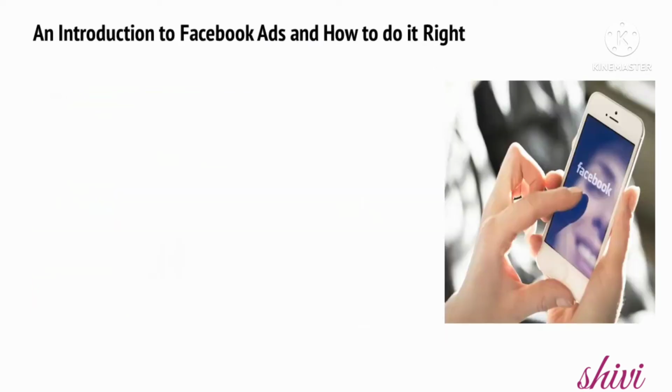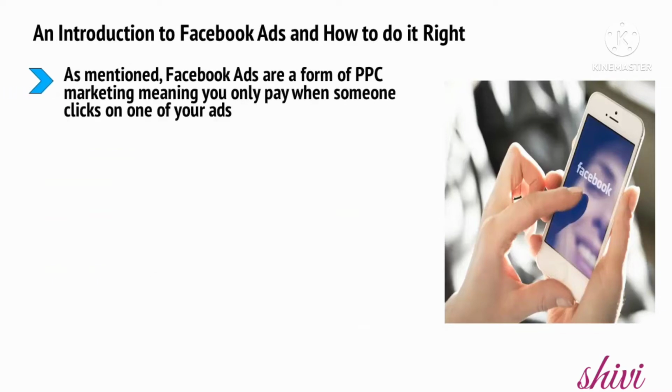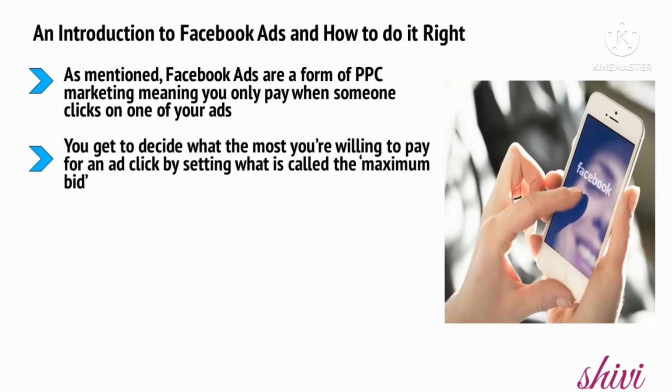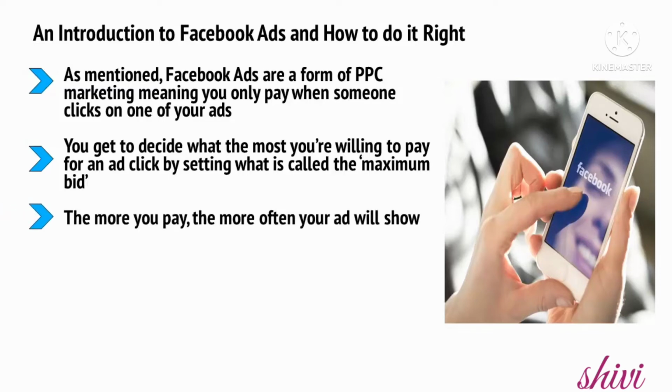An introduction to Facebook ads and how to do it right. Let's start with Facebook ads. As mentioned, Facebook ads are a form of PPC marketing, meaning you only pay when someone clicks on one of your ads. As you might have guessed, Facebook ads will appear on Facebook, thereby giving you the opportunity to advertise to anyone who uses the social media platform. You get to decide what the most you're willing to pay for an ad click by setting what is called the maximum bid. Each time two ads are suitable for a single position, they will enter into an automated bidding war, and if your maximum bid is highest, your ad will show. The more you pay, the more often your ad will show.